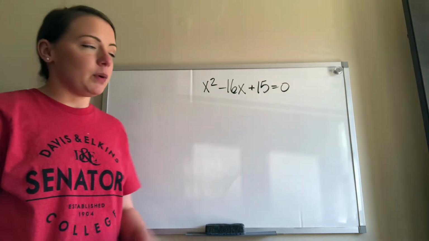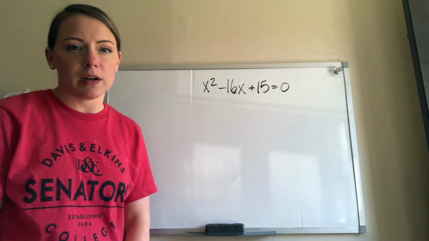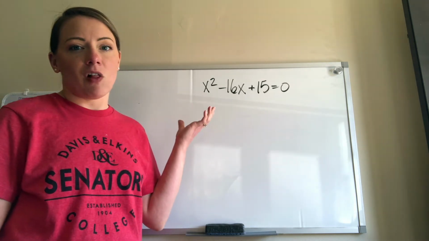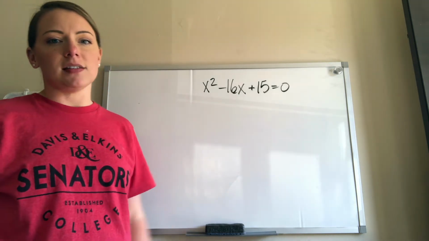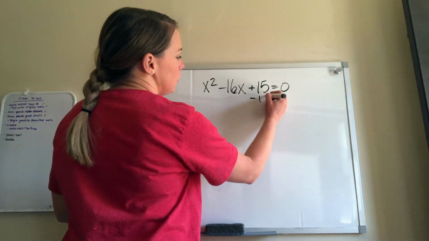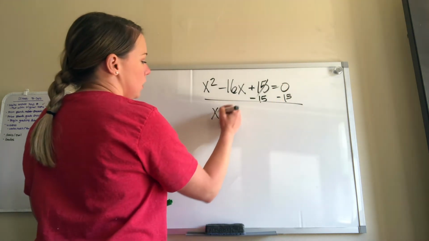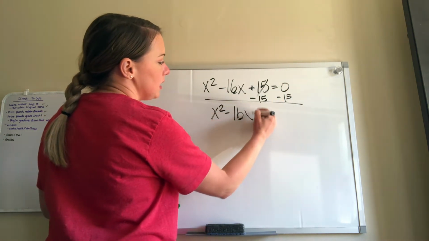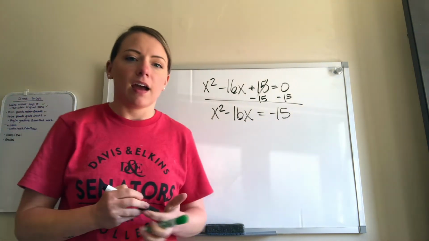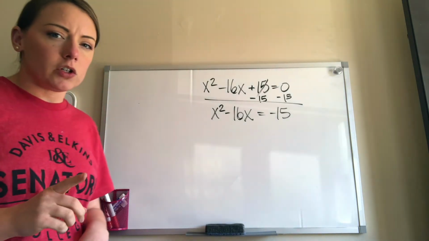The first step with solving this quadratic using the completing the square method is that I need to make sure on one side I have all of my terms of x, and any of my constants go to the right side, which means that this 15 is going to move using the inverse operation. So I'd have x squared minus 16x is equal to negative 15. Alright, that's step one.